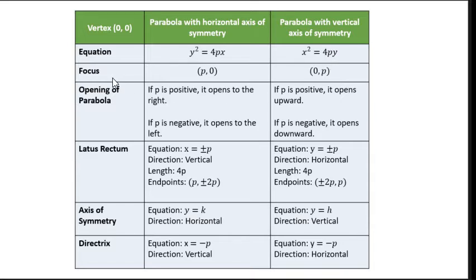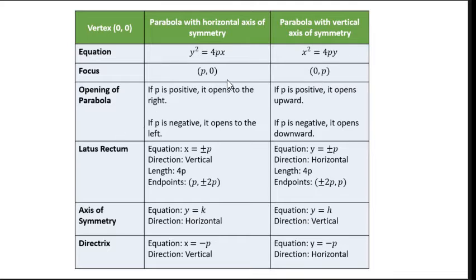For their focus, a parabola with horizontal axis of symmetry has a focus of (p, 0). And a parabola with vertical axis of symmetry has a focus of (0, p). Now, how to get that p? We will discuss that later.